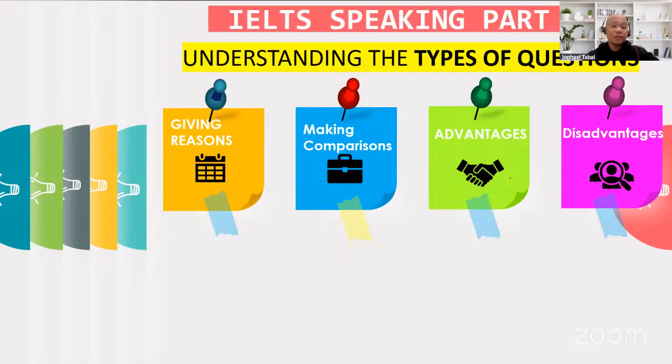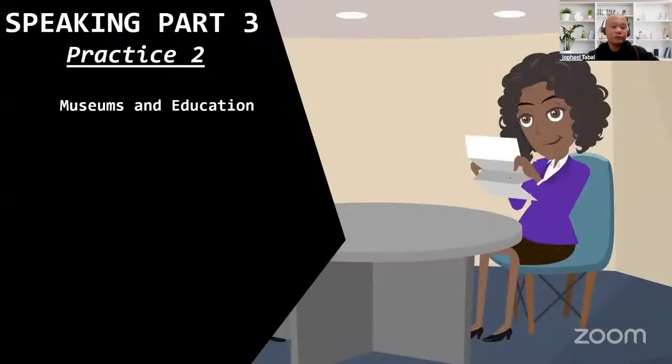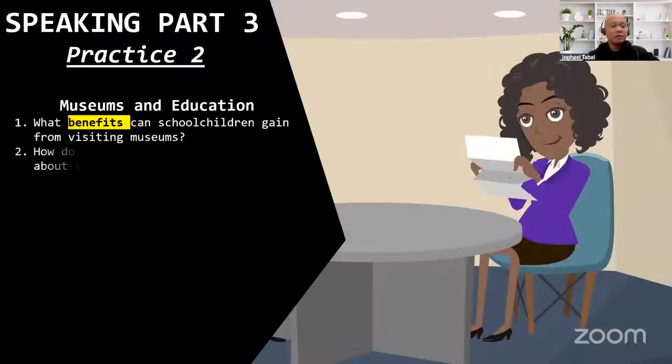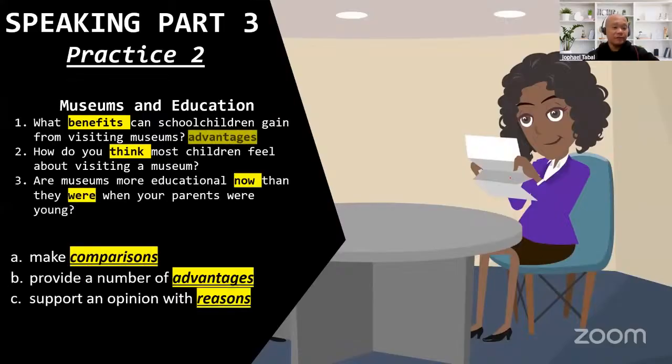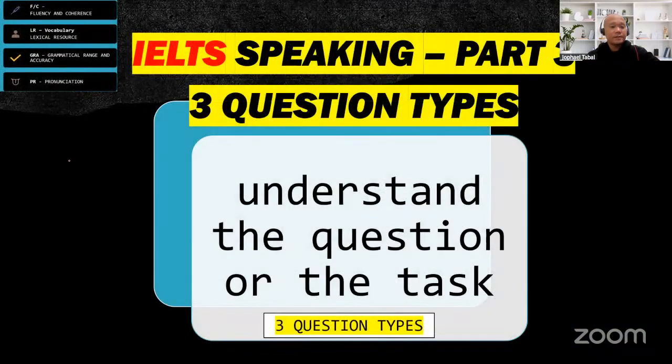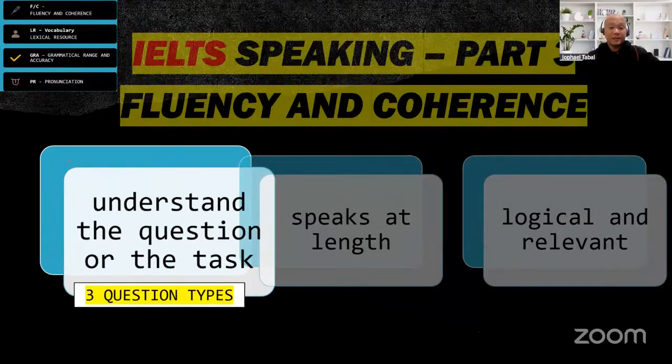Now, the reason why we need to understand each type of question, well, let's have an example first. So what are these types of questions? First, we have here advantages. The first question here asks you about the advantages or the benefits. And question number two asks you to give reasons. And question number three asks you to compare two things. Now, this is again the criteria number one for fluency and coherence, which is to understand the question or the task.